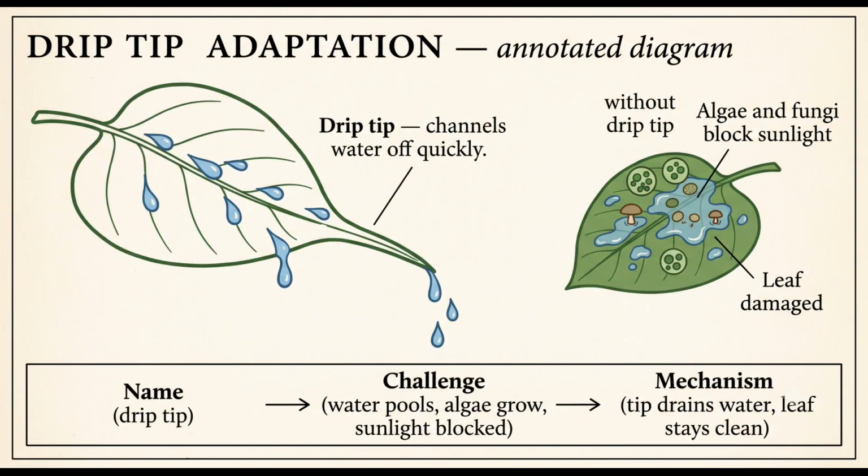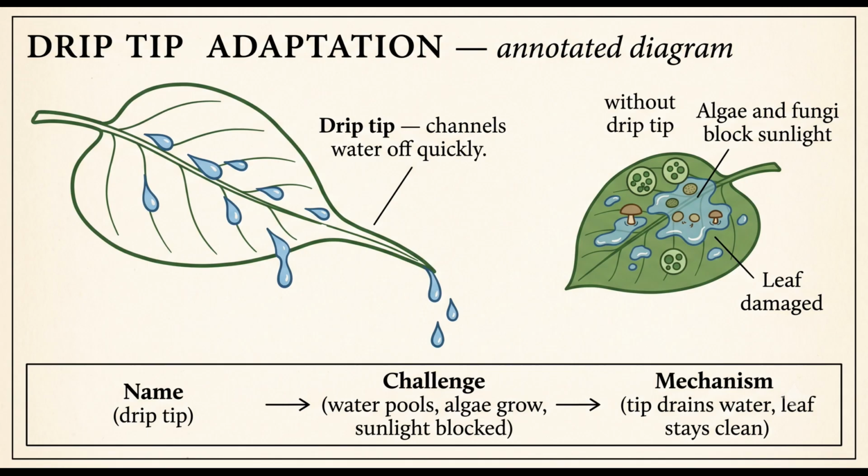Plant adaptation 1. The drip tip. Name and describe. A drip tip is a long, pointed tip at the end of a leaf that channels water to drip off the leaf surface quickly. Challenge: the equatorial zone receives over 2,000 millimeters of rainfall annually, falling in heavy convectional downpours.